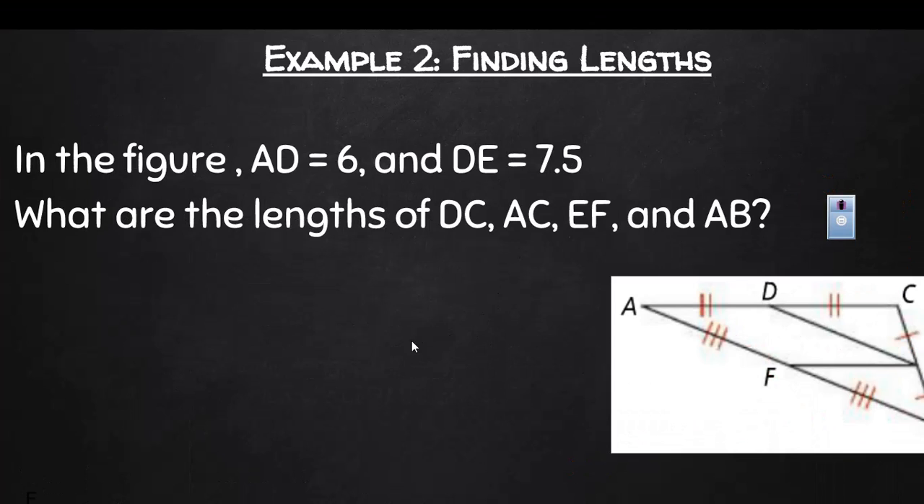All right, let's look at the next one. In the figure, AD is 6, DE is 7.5. What are the lengths of DC, AC, EF, and AB? So pause your video, find the lengths of DC, AC, EF, and AB. And then answer your last question here. Find the perimeter of quadrilateral ADEF. Once you're finished, unpause your video and check to see how you did.